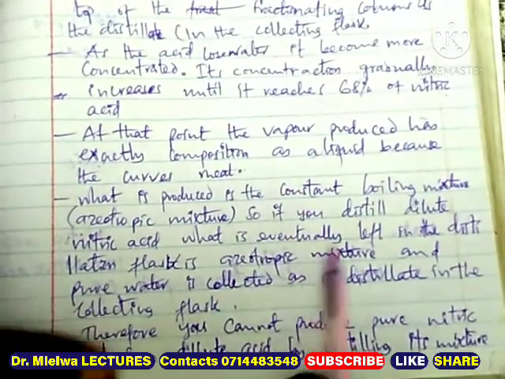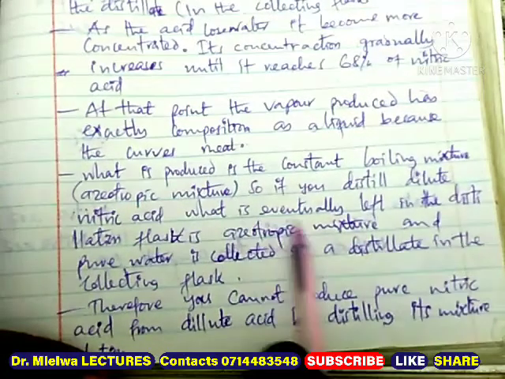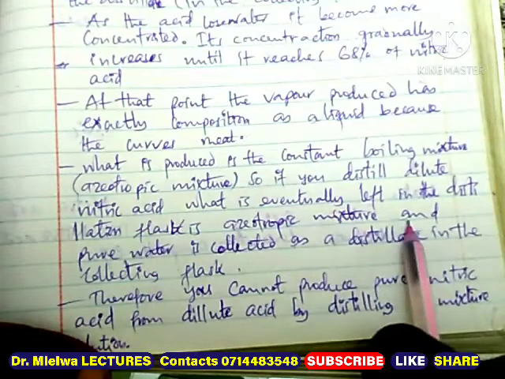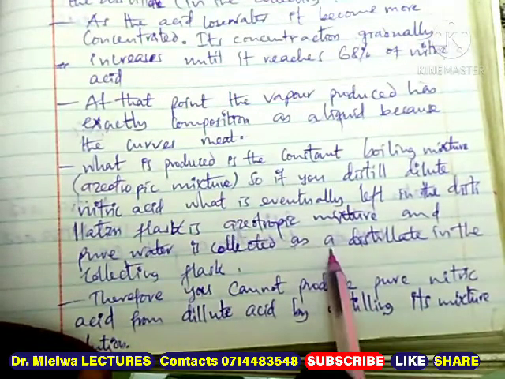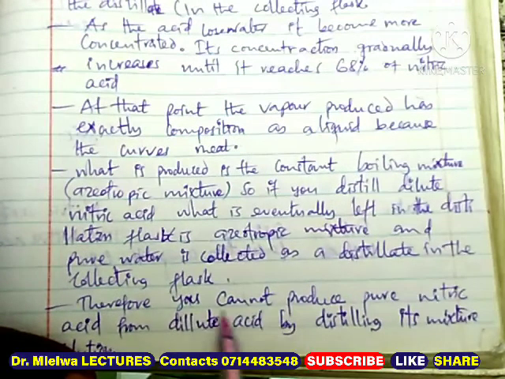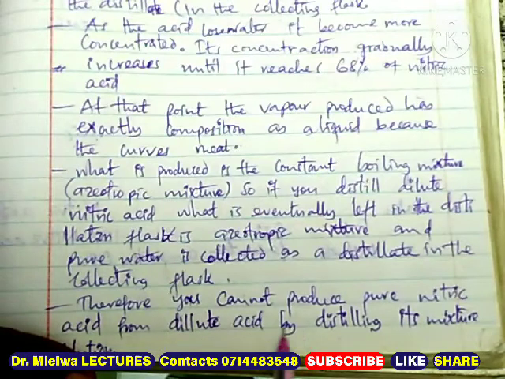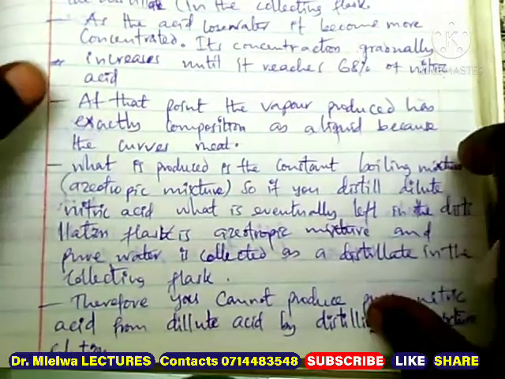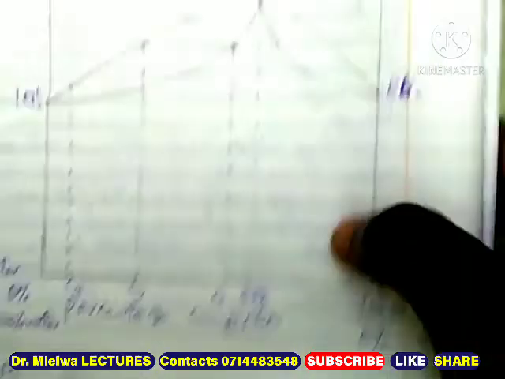So if you distill dilute nitric acid, what is eventually left in the distillation flask is azeotropic mixture, and pure water is collected as distillate in the collecting flask. Therefore, you cannot produce pure nitric acid from dilute acid by distilling its mixture solution. You cannot produce pure nitric acid.